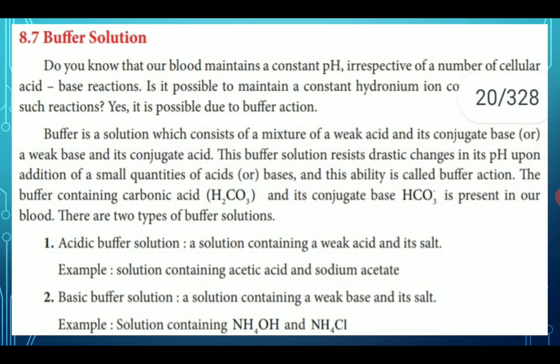So what is an acid buffer? This is another important 3-mark question. What are the types of buffer solution? Acidic buffer and basic buffer. A solution containing a weak acid and its salt is known as an acidic buffer. Example, acetic acid and sodium acetate. And the next one, basic buffer solution, a solution containing a weak base and its salt. Example, ammonium hydroxide and ammonium chloride. So please remember, this is another 3-mark question. Types of buffer solutions, acidic and basic buffer. Very simple examples are also there.